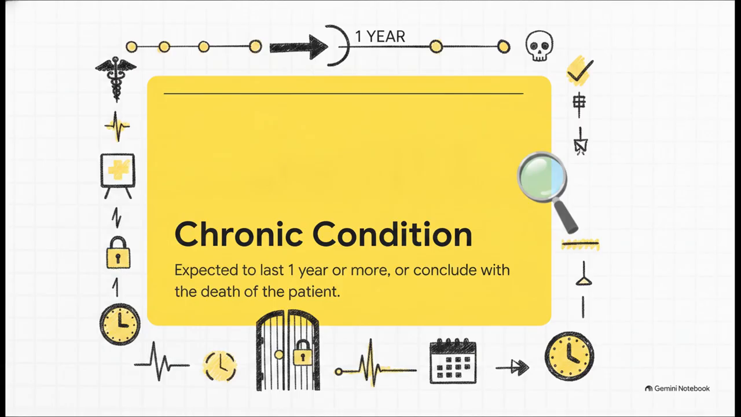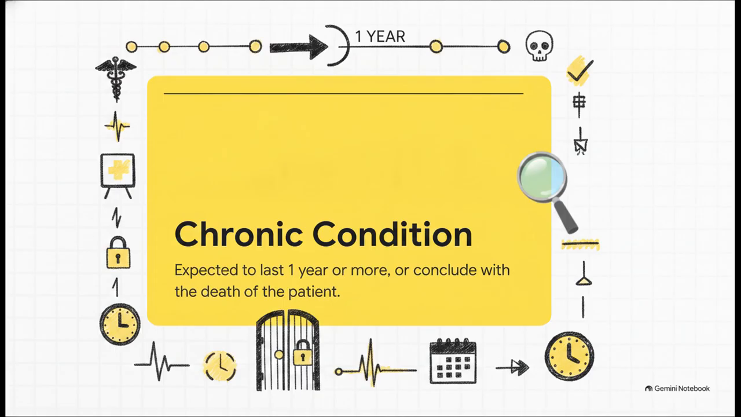Let's start by looking at this first major pillar of COPA. When we're reading provider documentation, we can't just guess if something is chronic based on how it feels. We need hard, objective clinical parameters. So here is the absolute baseline definition you've got to memorize. A chronic condition is broadly defined as a health condition that is expected to last 1 year or more or conclude with the death of the patient.